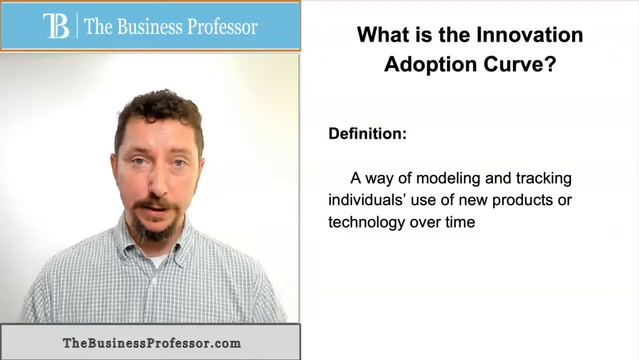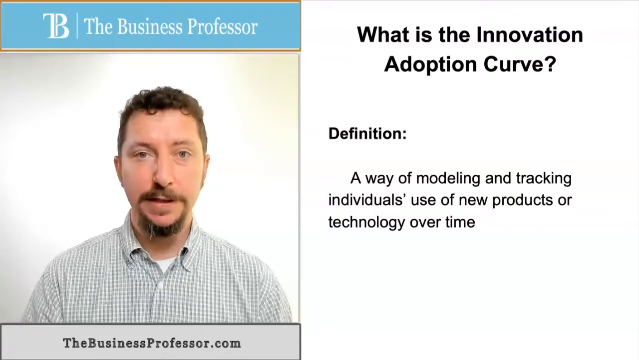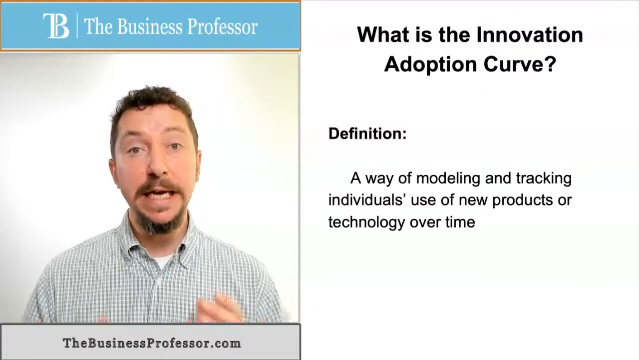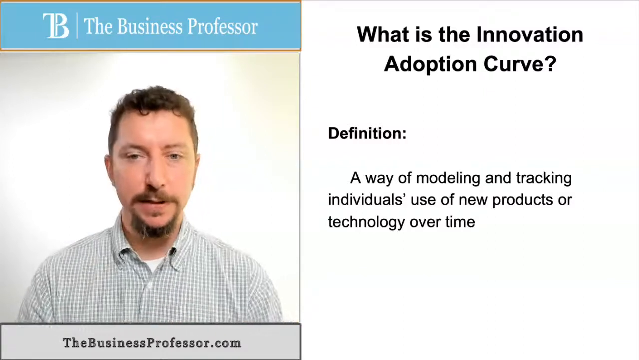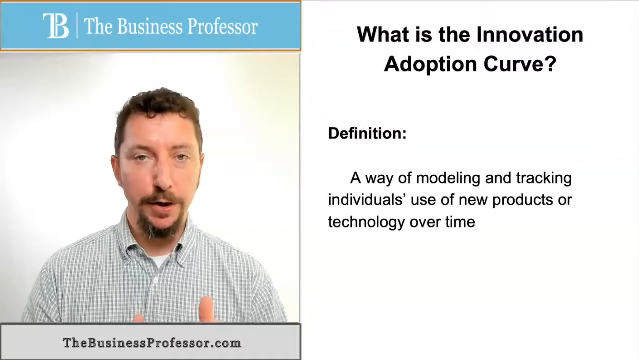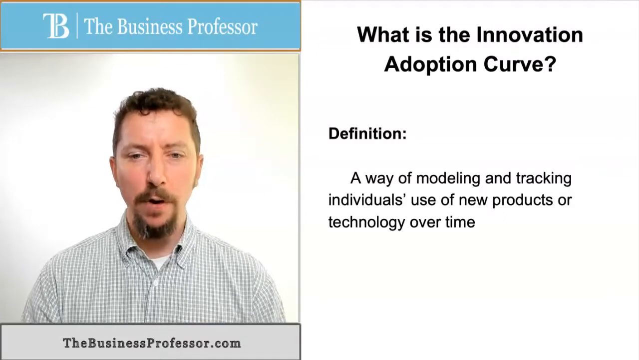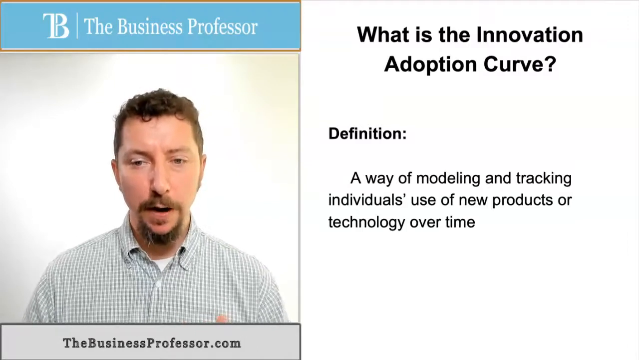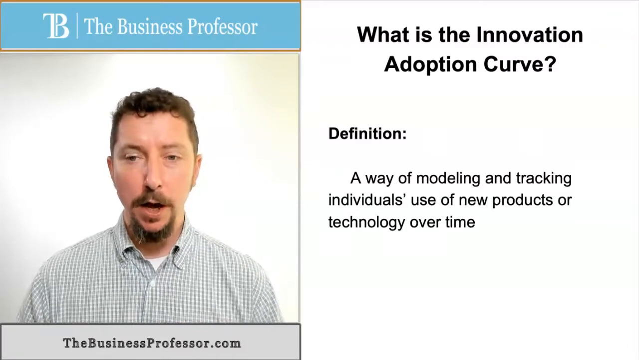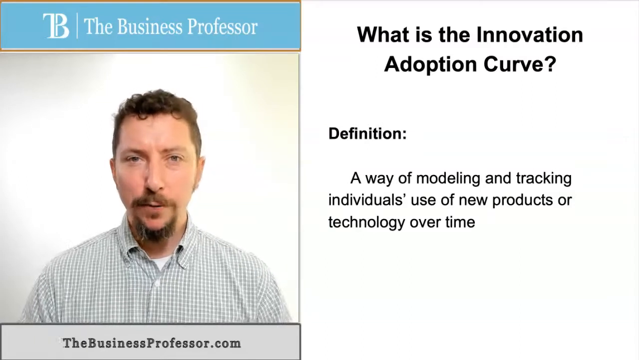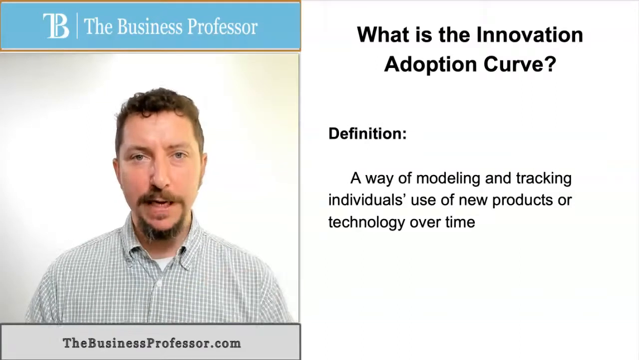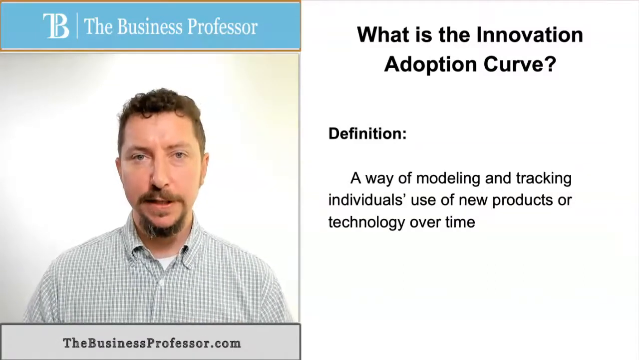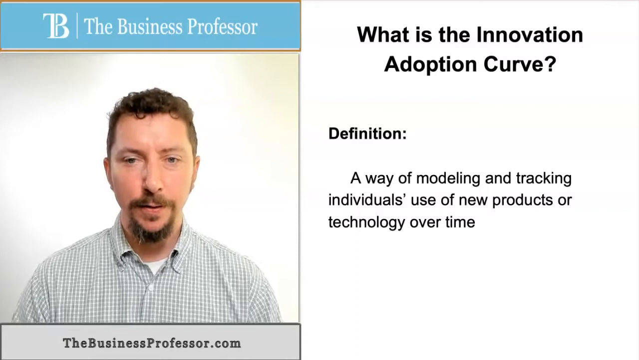This is most relevant to new products, as you might guess from the name. Sometimes technological products, but really any new product is subject to this thing called the innovation adoption curve. So what is that? Well, it's a way of modeling and tracking individuals' use of new products or technology over time. Well, what does that really mean, and how does that relate to our promotional strategy? I think it'd be helpful if we sketch this out. So let's do that now.